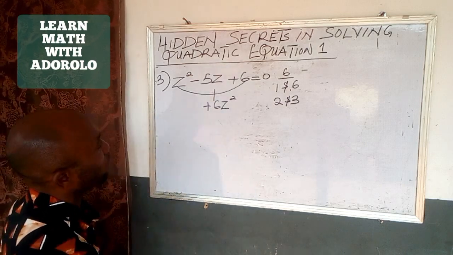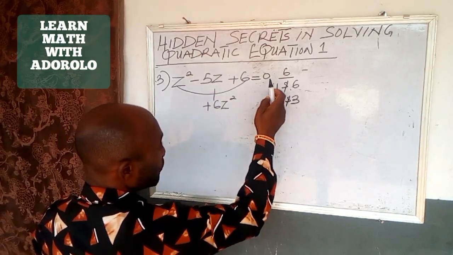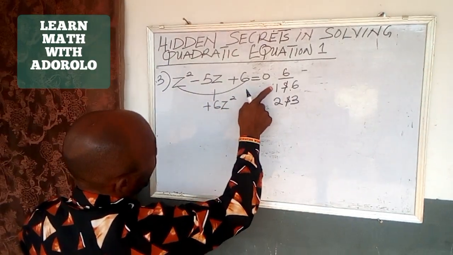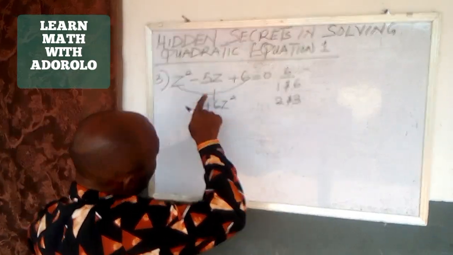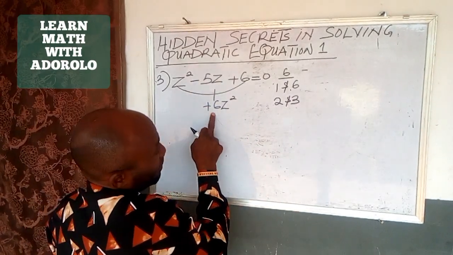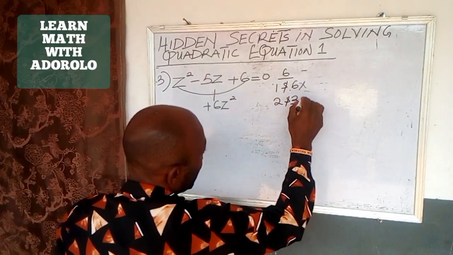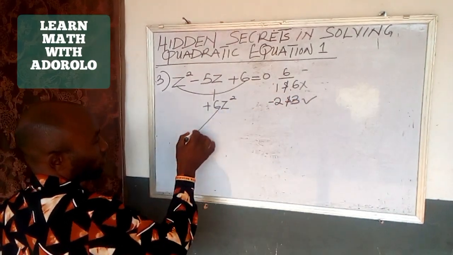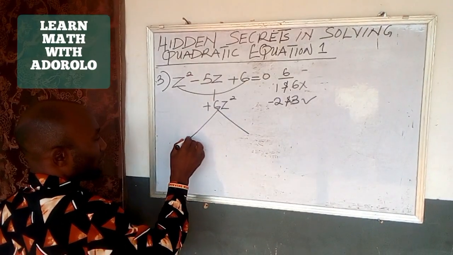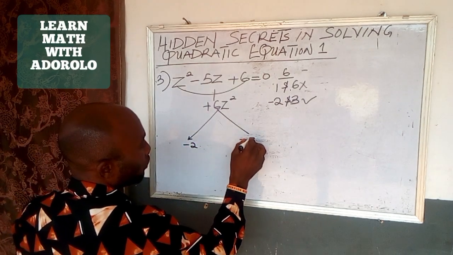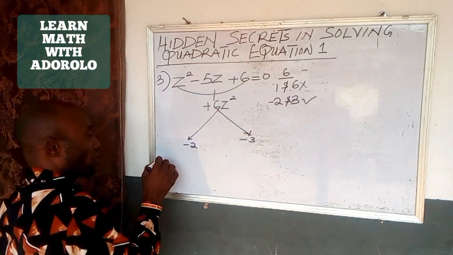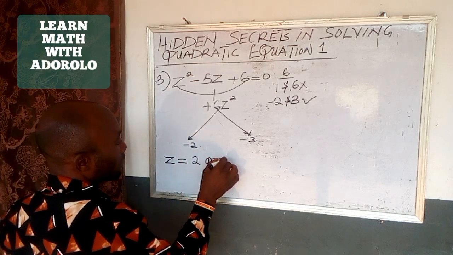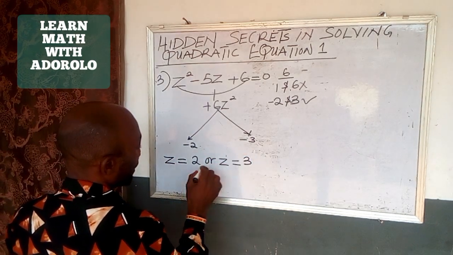6. So for you to get your answer, yes, these two, you can use them to get -5. But if you use minus 1 and -6 to give you -5, it cannot give you +6. So the correct factor is this one. That is -2 -3 will give us what? -5. So you just come here quickly to arrive at the answer. -2 and -3. The next thing is that you take opposite of the sign. So our z is equal to 2 or z is equal to what? 3. That is your answer.